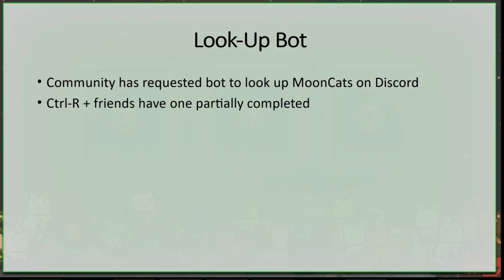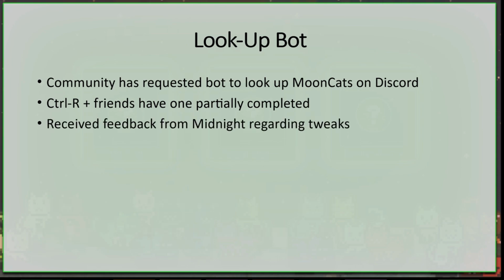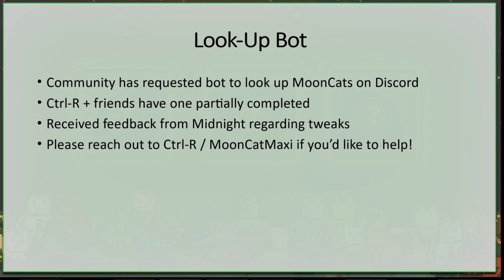Control R and some other people have one of these partially completed. Basically, they presented it to us in, I believe, November, and Midnight came back to them with some tweaks that we have requested as a team. And that is where we're at right now. So if you, again, have interest in seeing this completed, if you have programming wherewithal, if you have some other skill that you feel would be useful for this, Control R, potentially MoonCat Maxi, those would be your 2 contact points for that.